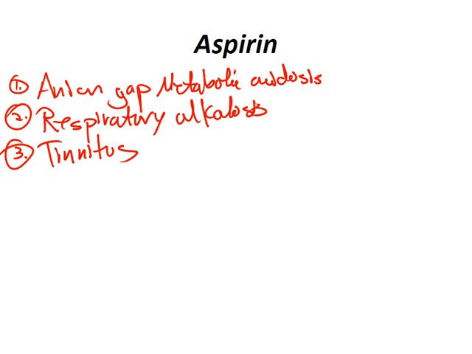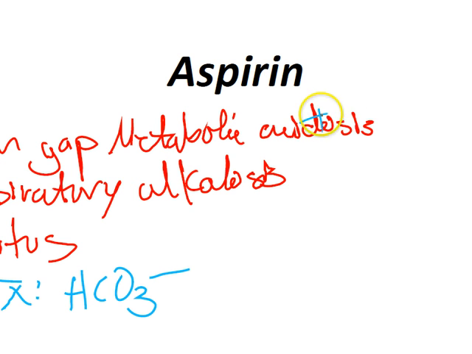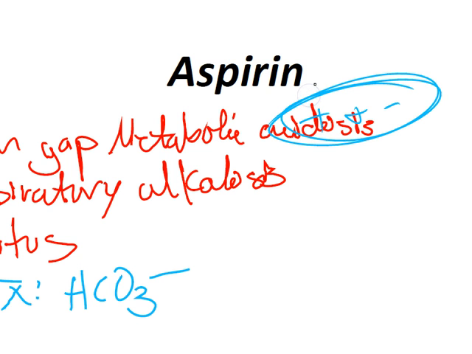So what do you think the antidote is for aspirin intoxication, by the way? That would be bicarb, HCO3 minus. We got too much acid on board. We need to get rid of it with some negatives.